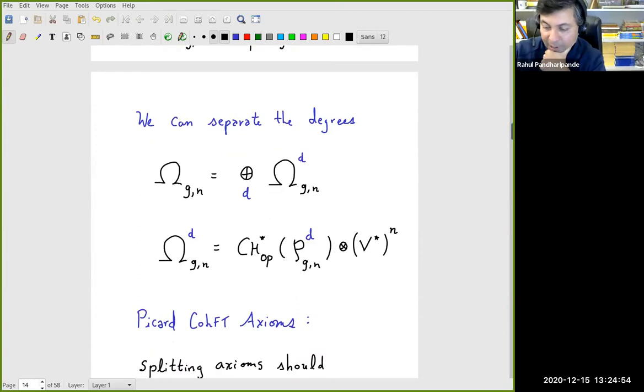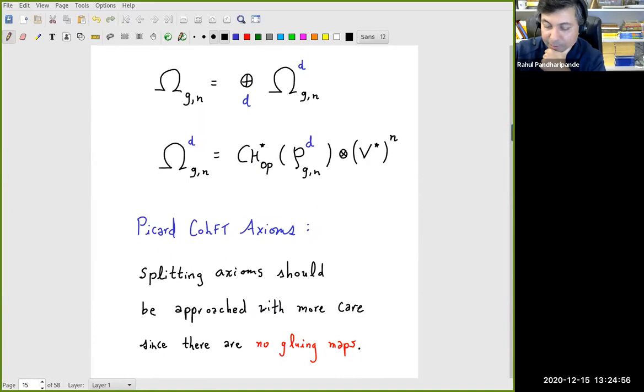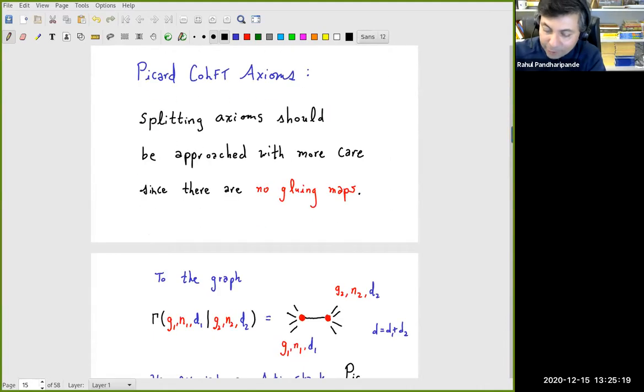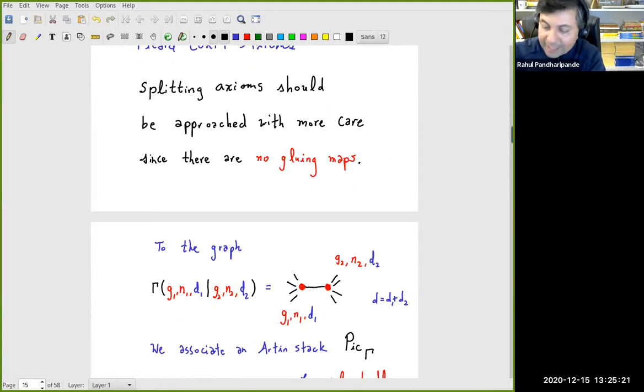And then what are the Picard CohFT axioms? Well, the splitting axiom should be approached with a little more care since there's no gluing maps. And this is again a little confusing point. If I have two curves with a node, I can glue them. If I have two curves with line bundles, then I can't really glue them. I'd have to pick some gluing data for the line bundle, and this is a little bit problematic. And I think there are some ways to get around that, but actually for the gluing axiom, if you think about it, you don't need to glue.